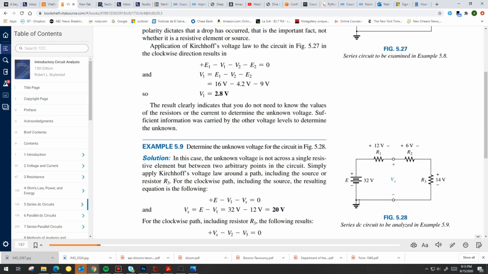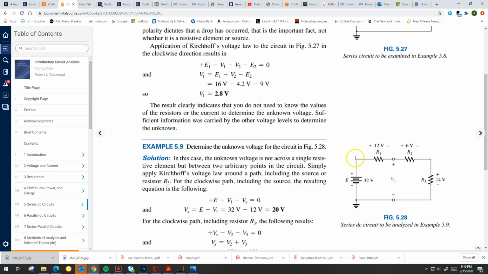And you should practice starting from any other point, and the numbers should check back again accurately. But let's just say you start again at the bottom here from ground and then go clockwise. So again, I'm going to have a gain of 32 across the source. This is my gain here. And I'm going to have a drop as I continue across R1 of 12 volts. This is the drop across R1.